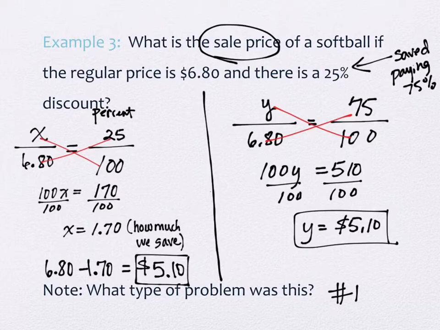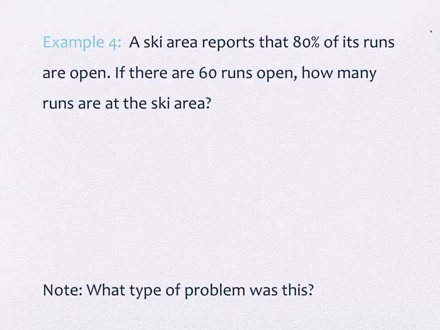Okay, let's take a look at the next one. Any questions on that one before I go on? Okay. A ski resort reports that 80% of its runs are open. If there are 60 runs open, how many runs are at the ski area? So the first question is, what type of problem is this?